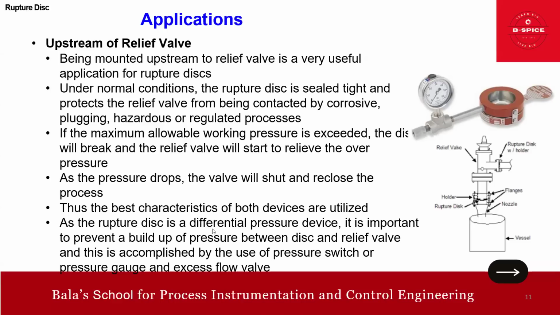One point I want to mention here: as a rupture disc is a differential pressure device, it is important to prevent the buildup of pressure between the disc and the relief valve. So how is this accomplished? By use of a pressure switch or a pressure gauge between the disc and the relief valve. So this is about the upstream.